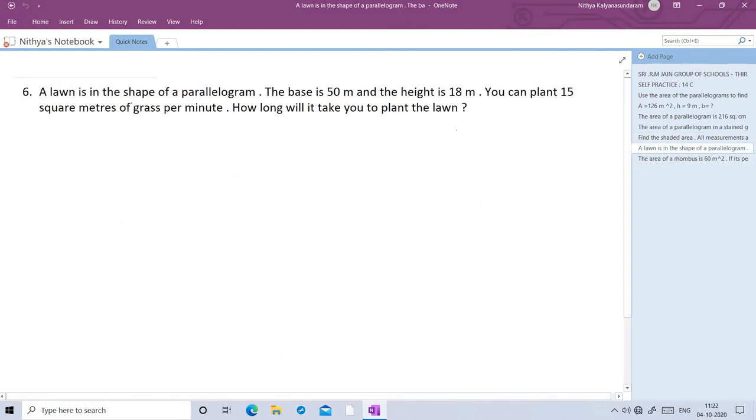Next question. A lawn in the shape of a parallelogram. The base is 15 meters, height is 18 meters. You can plant 15 square meters of grass per minute. How long will it take to plant the lawn? The lawn is a parallelogram, so first we calculate the area of the parallelogram. It's equal to base into height. The given base is 15 meters, height is 18 meters. 15 into 18 is 900 meter square.